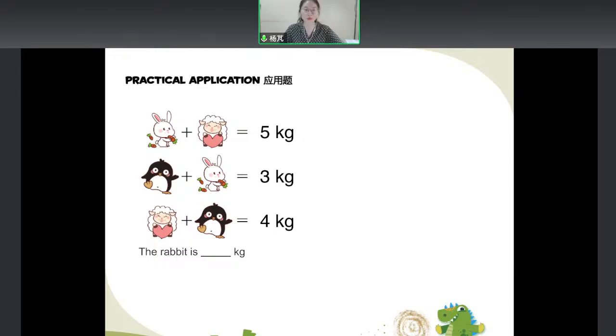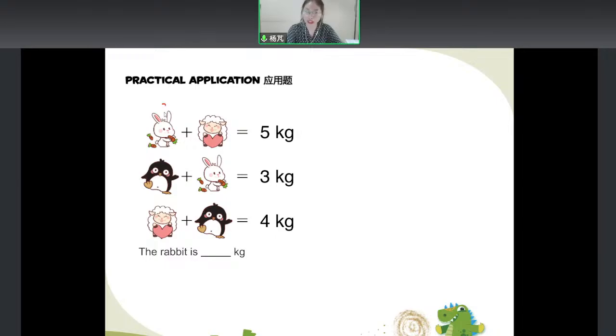Comparison and replacement. So we will take a look. This time, we know a rabbit plus a sheep equals 5. The penguin plus a rabbit equals 3. Sheep plus the penguin equals 4. I want to know the rabbit.